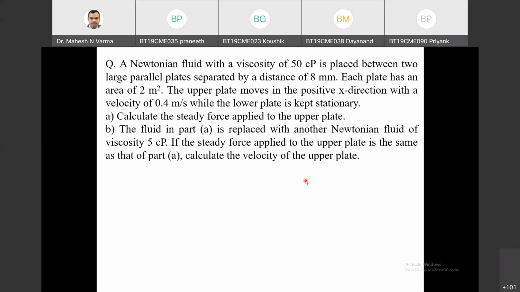Sir, for fluid mechanics, Newton's law is like tau_yx will be equal to minus mu dvx by dy.